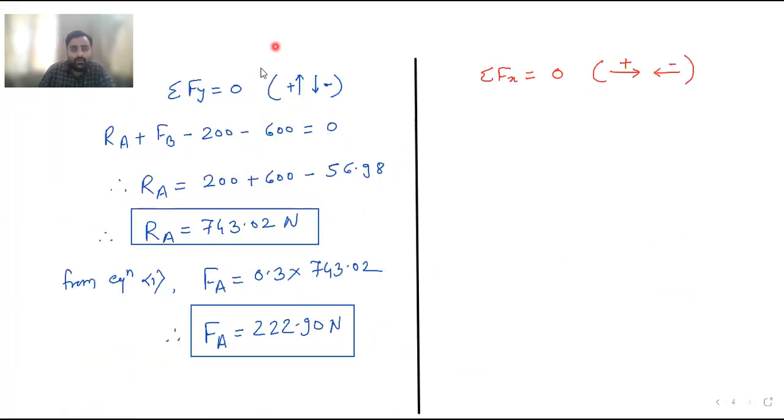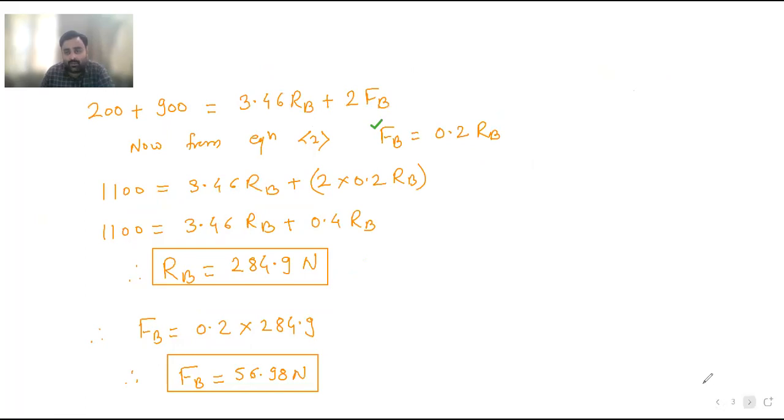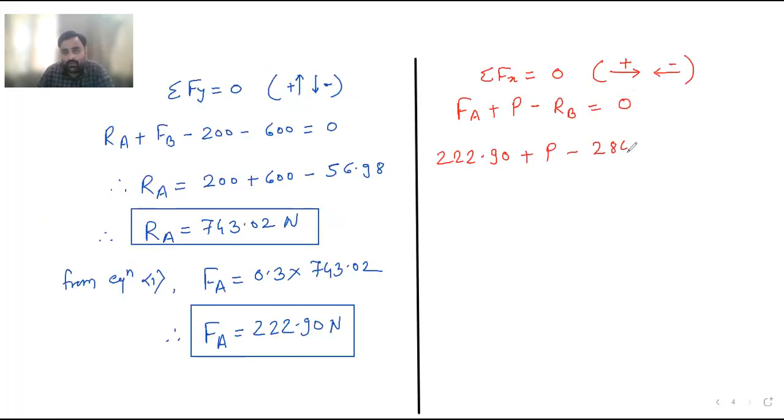So here FA plus P minus RB is equal to 0. So FA is 222.90 plus P minus, what was the value of RB? RB is 284.9, which is equal to 0. Therefore, P is equal to 284.9 minus 222.90. So if you solve this, you will get the value of this P.